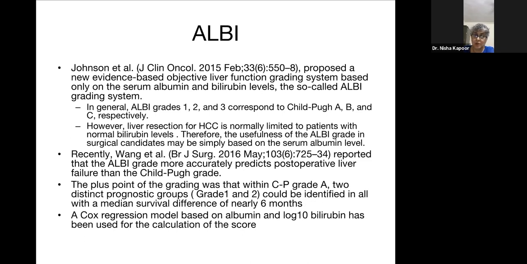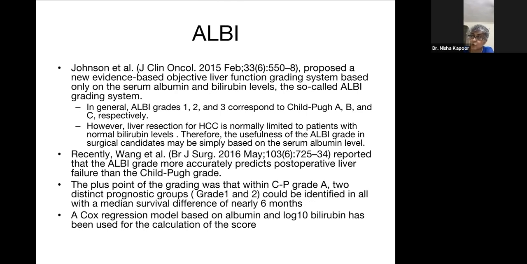Now, after the CTP score, the one which has now come in and is being used in a lot of centers in lieu of CTP scoring is the ALBI score, in which they are taking only 2 variables, albumin and bilirubin. It was first proposed by Johnson et al., in which they proposed a new evidence-based objective liver function grading system based only on serum albumin and bilirubin levels. In general, grades 1, 2, and 3 correspond to Child-Pugh A, B, and C respectively.